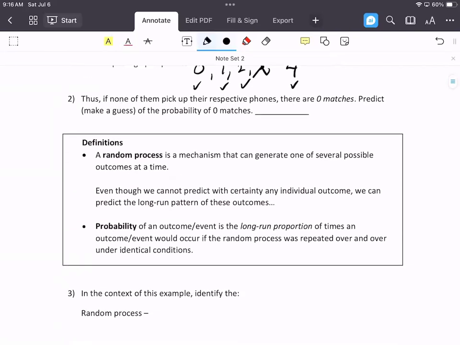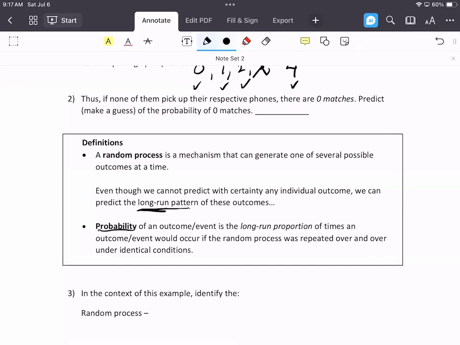What we're looking at is actually a random process. A random process is a mechanism that can generate one of several possible outcomes at a time. Even though we cannot predict with certainty any individual outcome, we can predict the long-run pattern of these outcomes. Now, notice we're looking at long-run patterns. Long run is going to be an important concept as we go along, that things happen in the long run.